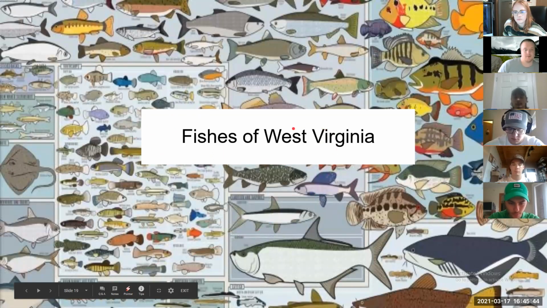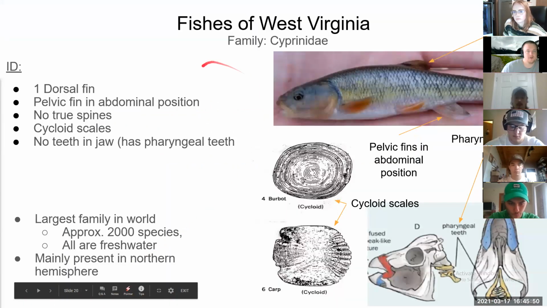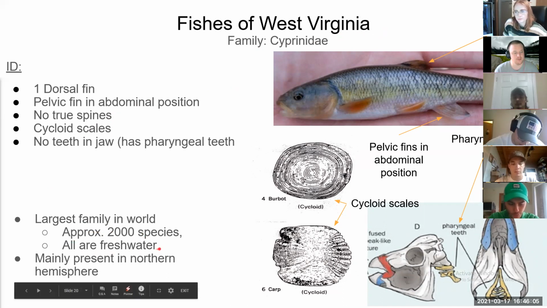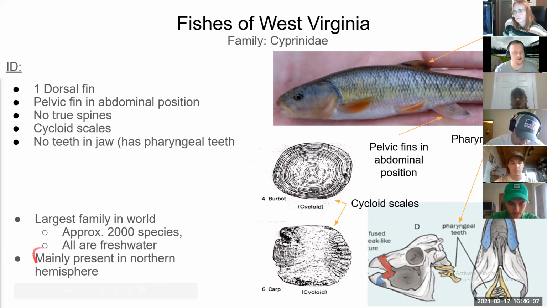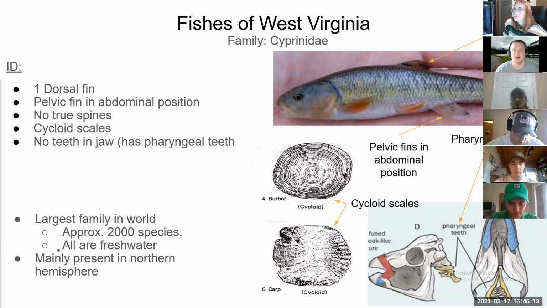I'm going to talk about some fish that are common here in West Virginia. First, I want to introduce the family Cyprinidae. This family is the largest fish family in the world. There are about 2,000 species, all of which are freshwater, and they're mainly present in the northern hemisphere. So this is an incredibly diverse family of fish.